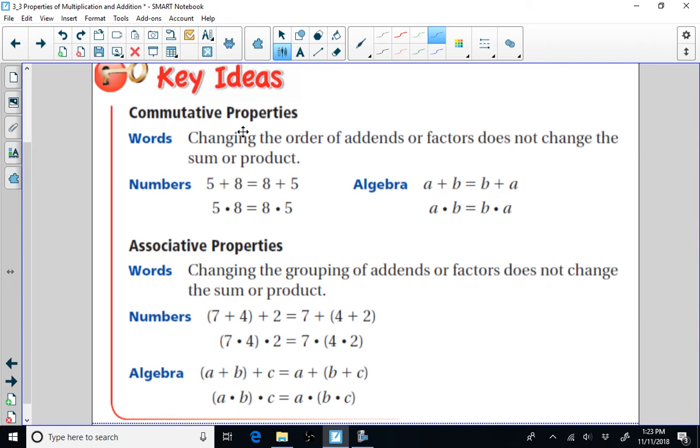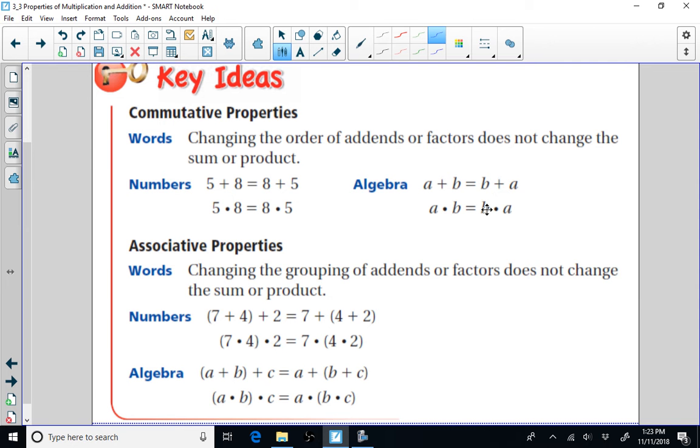In words, the commutative property says changing the order of the addends or factors does not change the sum or product. 5 plus 8 is the same as 8 plus 5, right? The commutative property works with addition. 5 times 8 is the same as 8 times 5. The commutative property works with multiplication. If we're using variables, that's what the commutative property would look like.